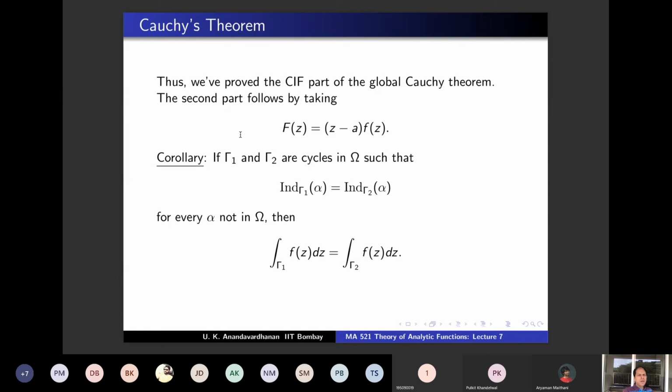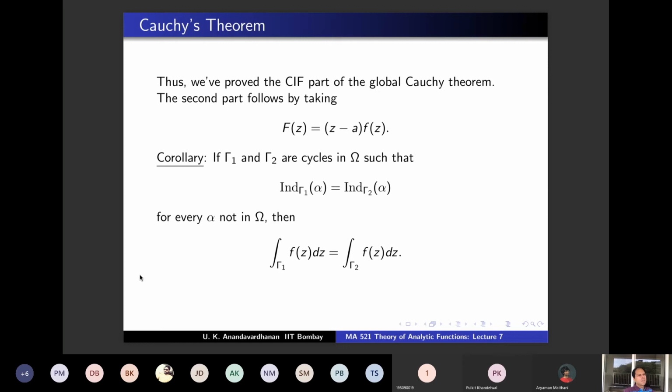And then the index of that new cycle of alpha will be 0. That means that cycle will be homologous to 0. Therefore, by Cauchy's theorem, the index over gamma 1 union minus gamma 2 of f(z) dz is 0. But that means the integral over gamma 1 is the integral over gamma 2.